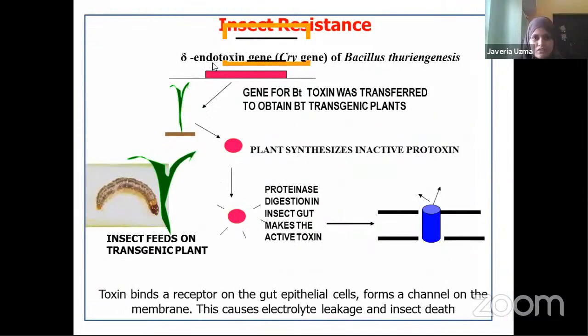The gene for Bt toxin was transferred to create Bt transgenics. They have Bt corn also, Bt brinjal also. All these have the cry gene inserted into their genomes. This cry gene synthesizes an inactive protoxin. Then proteinase digestion in the insect gut makes the active toxin. In the plants, this toxin will be inactive. But when an insect consumes this plant, the digestion in the insect makes this toxin active.